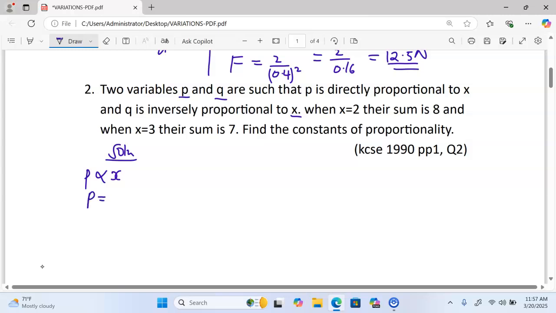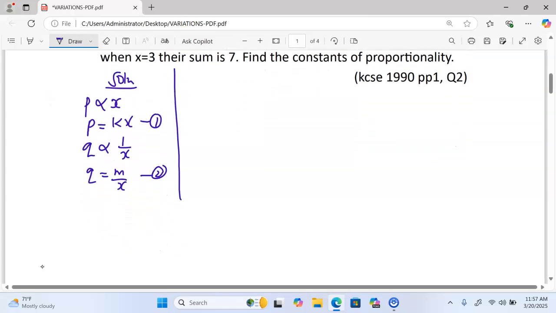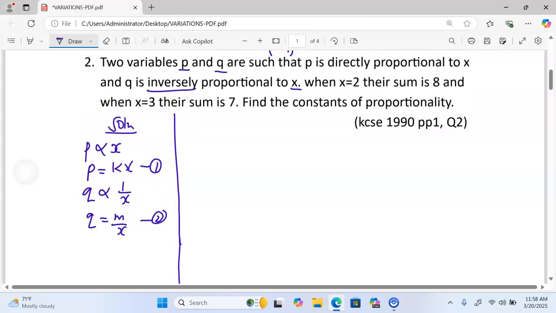That means p would be equivalent to kx as our first equation. We have also been told that q is inversely proportional to x, meaning we can say q varies inversely as x. From here we can say q is equal to, we introduce another constant, let me call it m, divided by x, for us to get our second equation. From here we can move with the question.